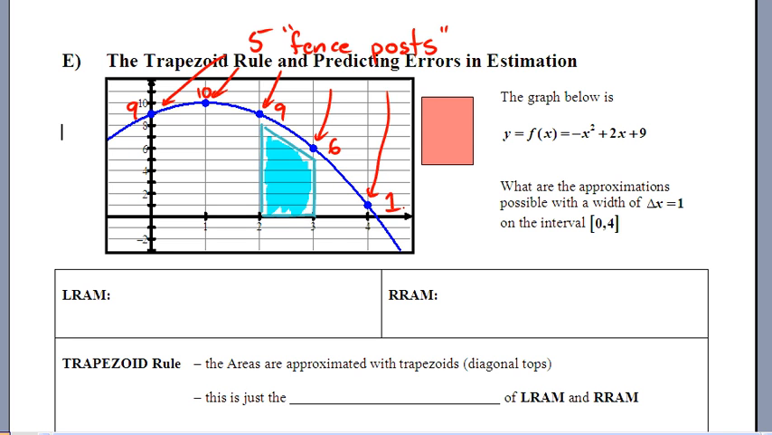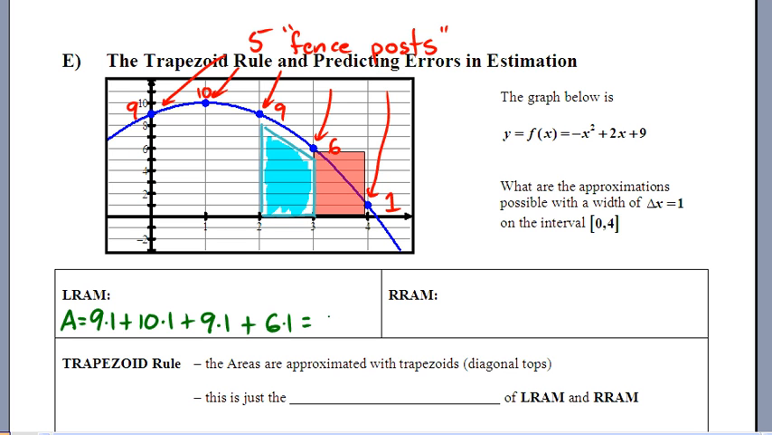I'm going to start off by not doing the trapezoid rule, but just doing an LRAM. What if I attached all of these ribbons on their left side? I could put a ribbon in here, there, and then one last ribbon here, and if we're attaching on the left, I would never need that y value of 1. So my area estimation using LRAM would say, okay, 9 times 1 wide, plus 10 times 1 wide, plus 9 times 1 wide, plus 6 times 1 wide. And that ends up being 34.